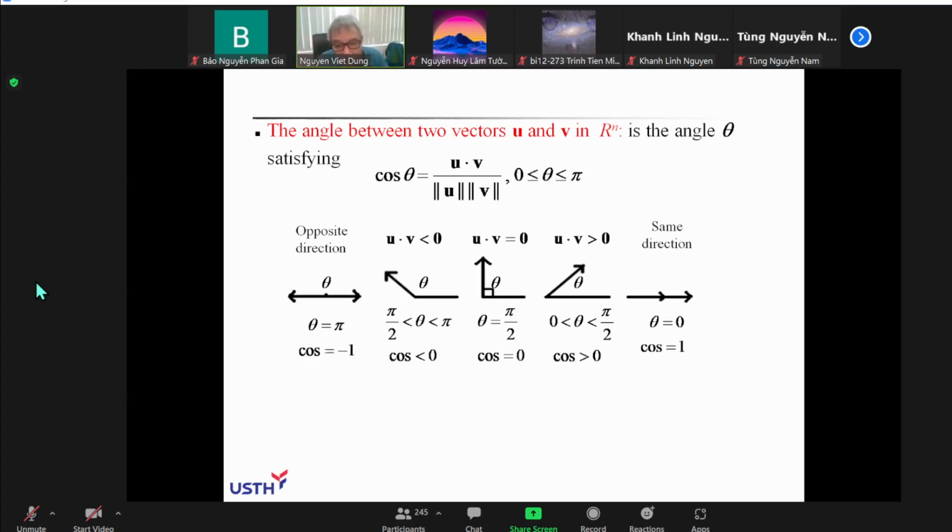And the last one, you know already: that is the case when the angle theta equals 0, with the cosine equal to 1.